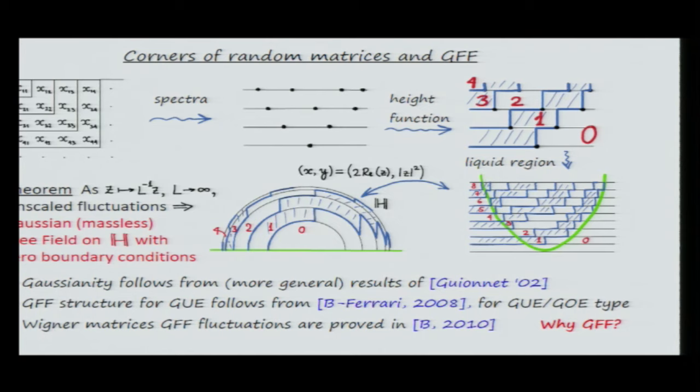Maybe it's in the literature from earlier on. The Gaussianity of the multi-level structure, so if I take corners, actually follows from, again, much more powerful results of Alice Guionnet from more than 10 years back. So the only thing that I want to emphasize here is the structure of the free field.